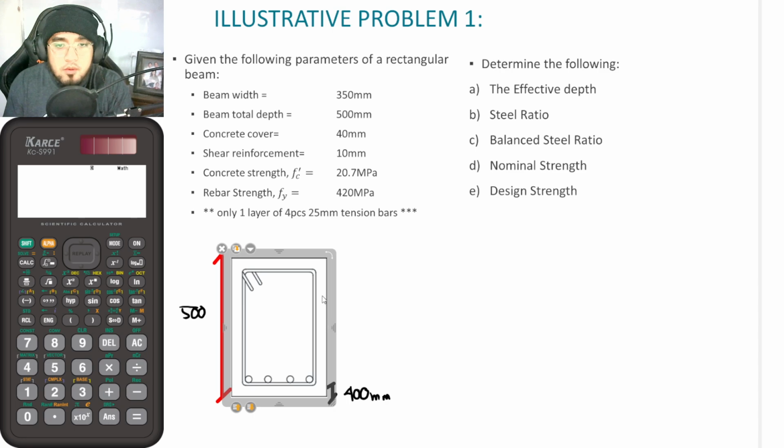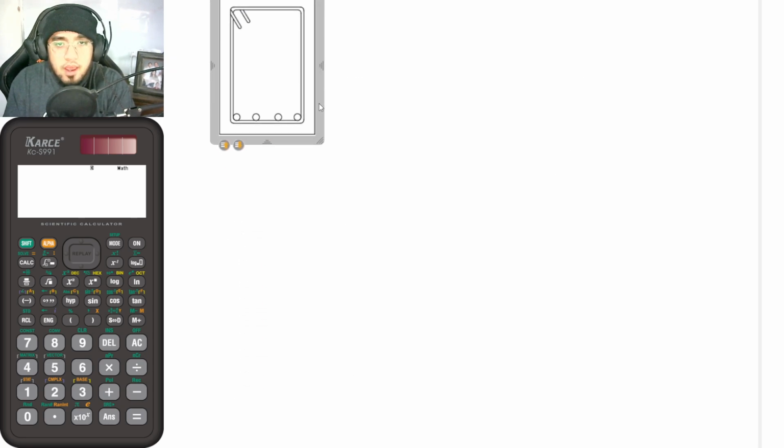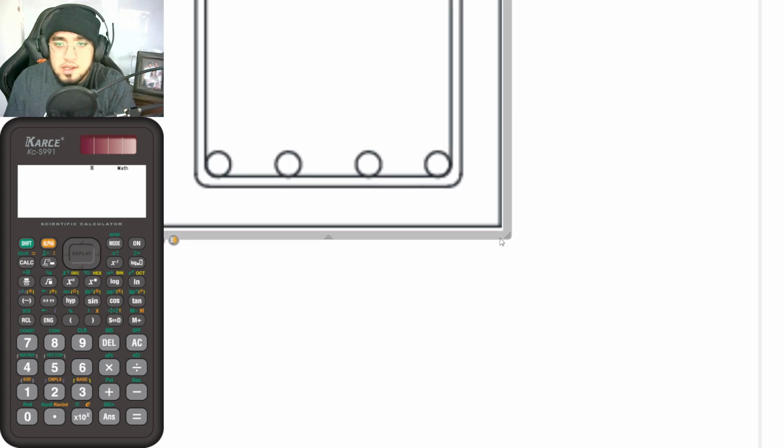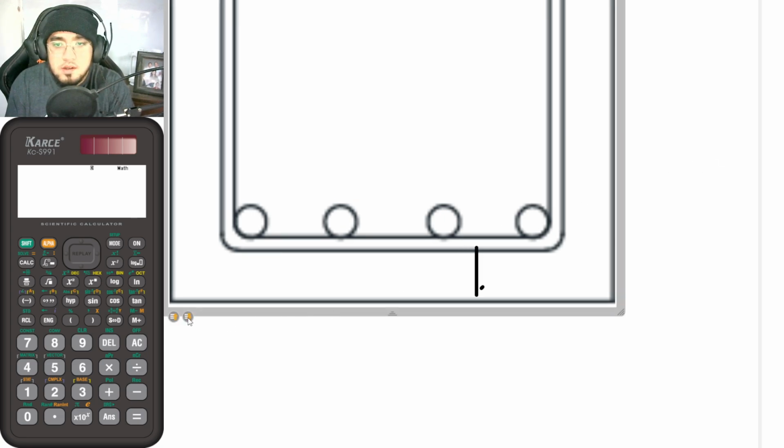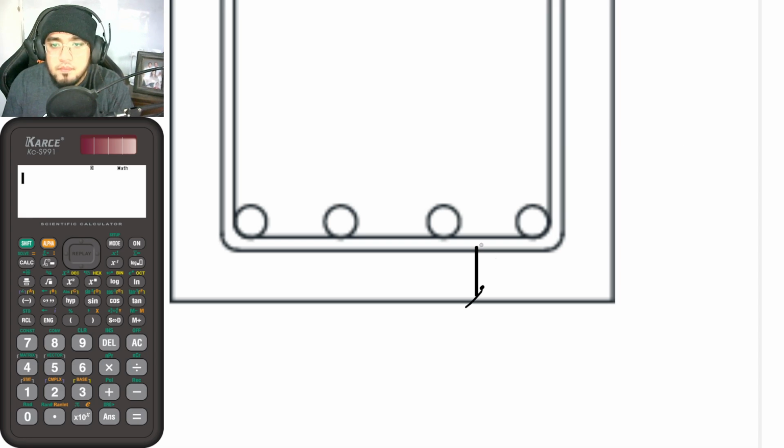Once again, if I copy this to another slide so I can increase its size, this is 40 mm. And according to the problem, the stirrup reinforcement is equal to 10 mm. Since our bar diameter is 25 mm, half of 25 is 12.5, that is 25 over 2 or 12.5 mm.